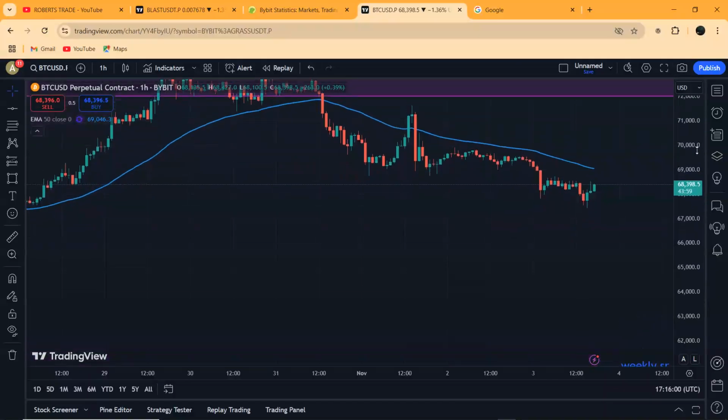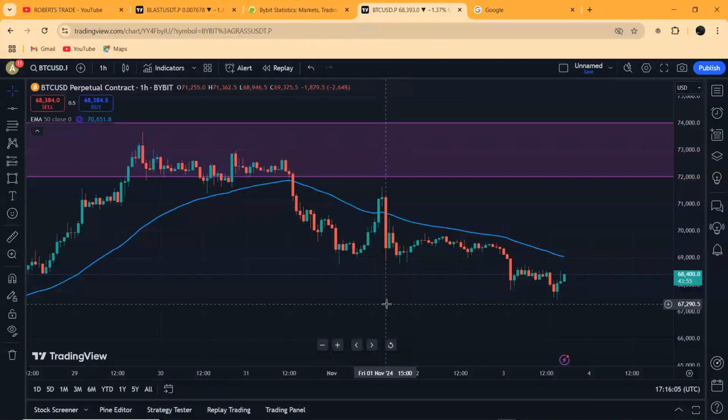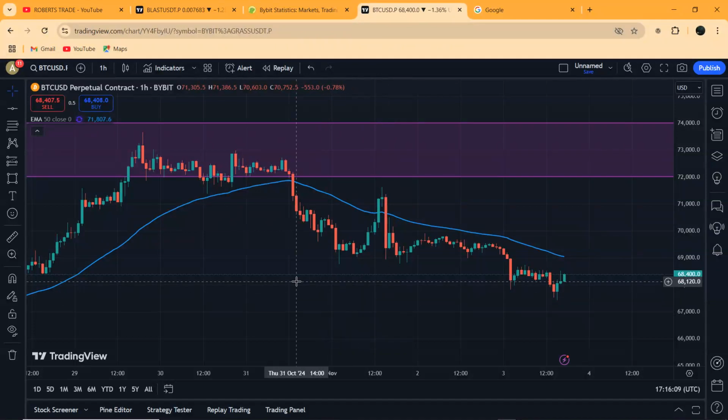All right, so this is beautiful. This is 1 hour time frame. So I'm going to make another video on trend line, how to place your trend line. I'm going to make a video on that, but I won't do that right now.